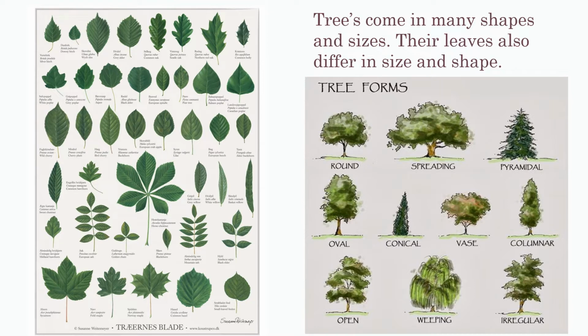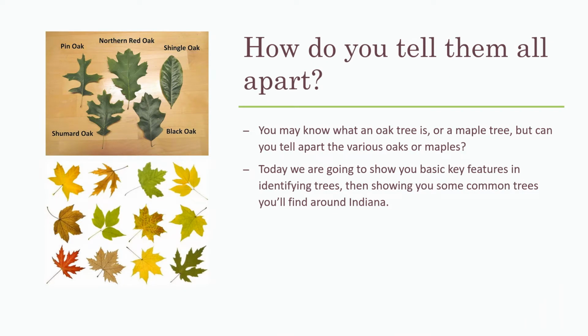So we know there's a lot of tree species out there, but how do you tell them all apart? You may know what an oak tree is, or maybe a maple tree, but can you tell apart the various kinds of oaks or maples?